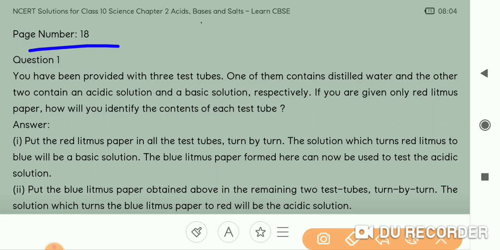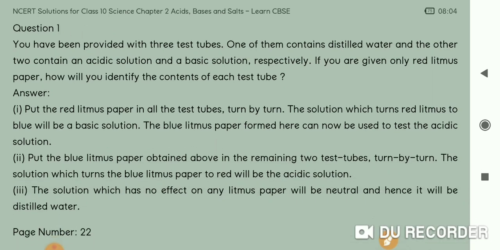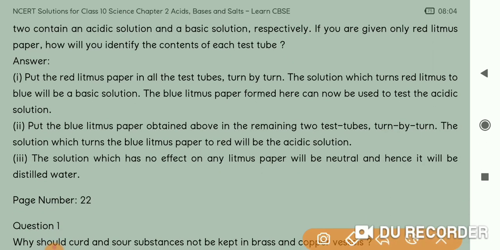Now, to identify these 3 test tube solutions, we should normally have different litmus papers, like red and blue litmus paper, but here only a red litmus paper is given to you. By using only one litmus paper we have to identify the unknown solutions. Some of you will think that it is impossible, but you can do this. Let us see stepwise how you will do this.